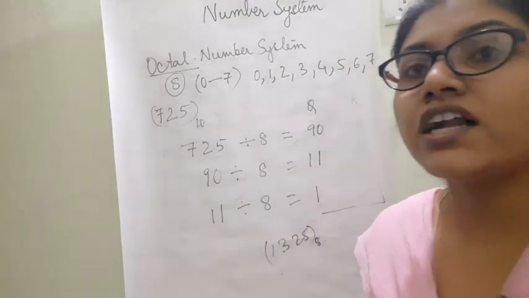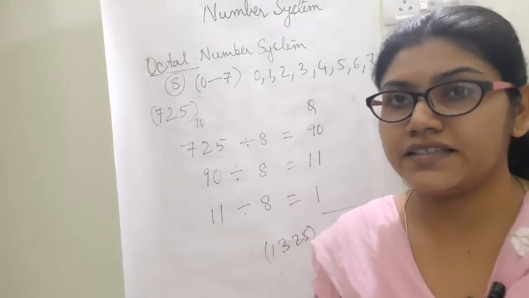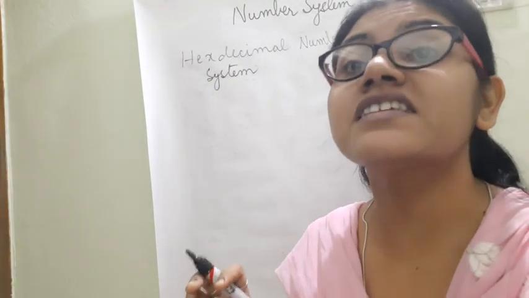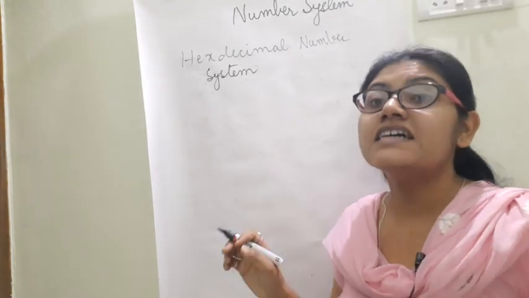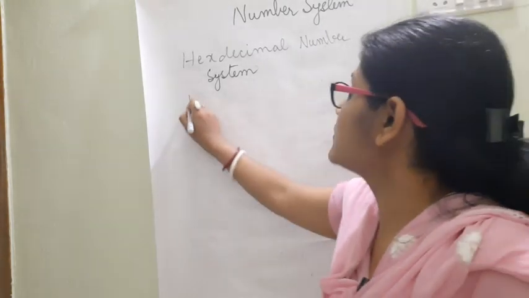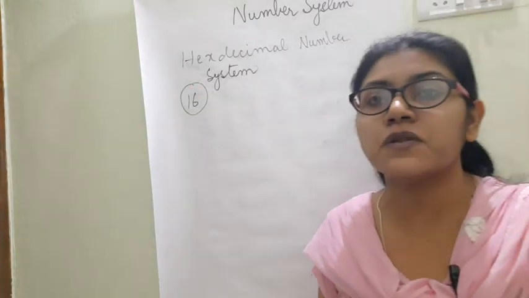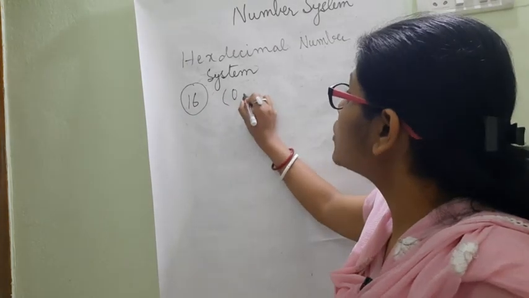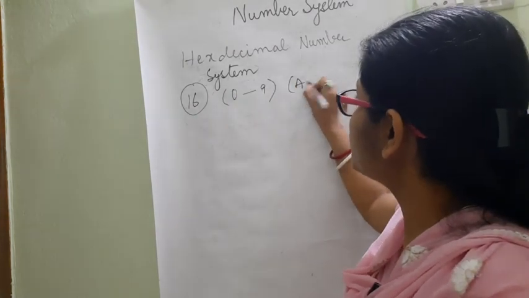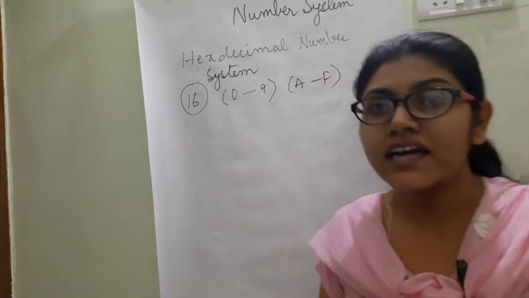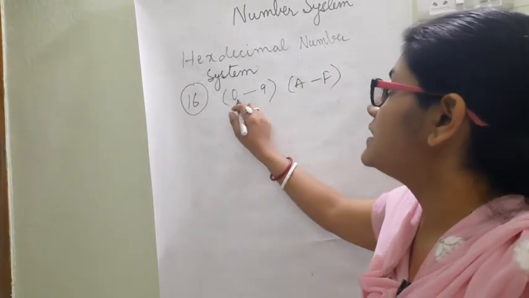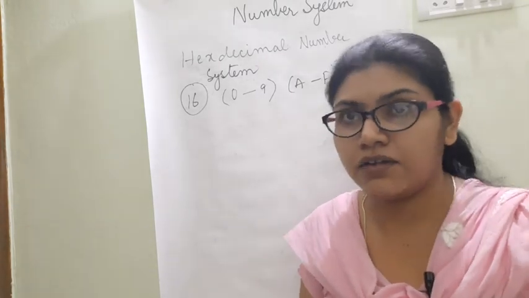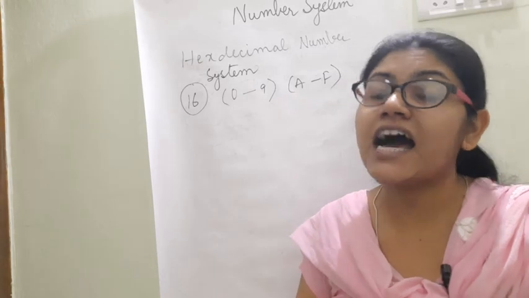Now we will move to the next topic, that is hexadecimal. Hexadecimal number system. Hexa means 16. This number system carries 16 digits, so the base will be 16. The digits go from 0 to 9 and A to F. Why? Now I will explain. Because we can take numbers only from 0 to 9, not more than that. After that we take the alphabets.